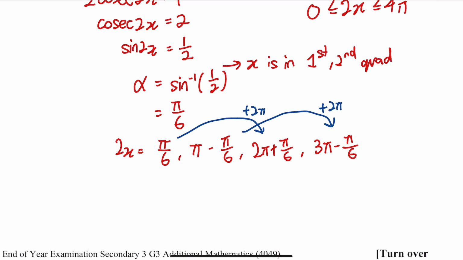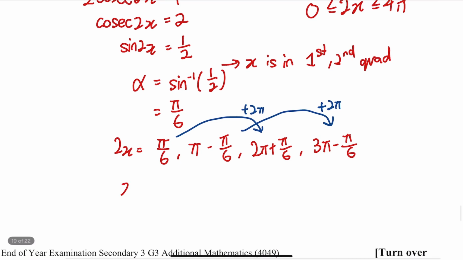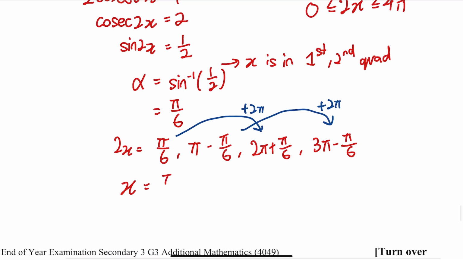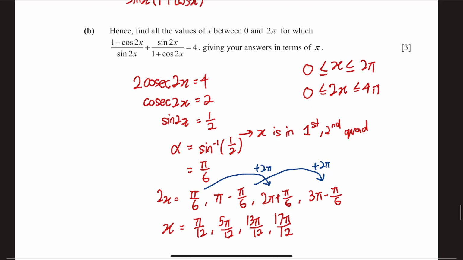Okay, therefore, very simply, divide all your answers by 2 and simplify. You should get 4 answers. Pi over 12, 5 pi over 12, 13 pi over 12, and 17 pi over 12. Okay, oops, I wrote 16 over 12, it should be 17 over 12. Okay, and this is for part B.